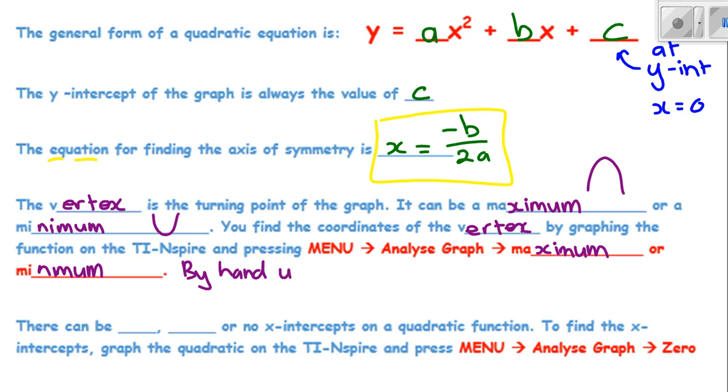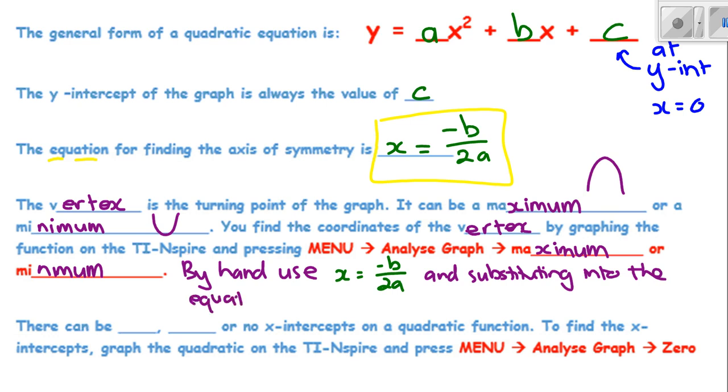you could use x equals -b over 2a, because that happens to also tell you the x coordinate of the vertex, and substituting this value into the equation to find the y coordinate. That's how you would do it by hand, what I've just written there.